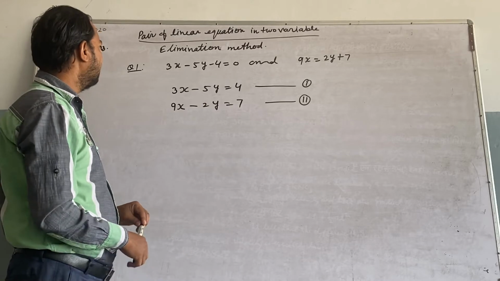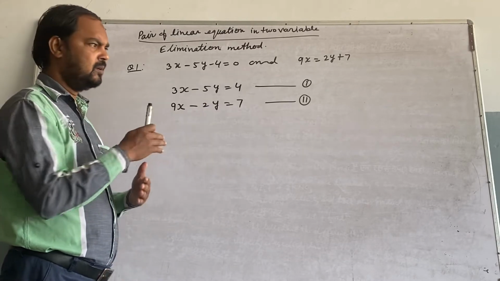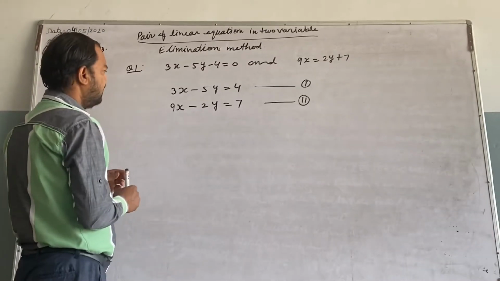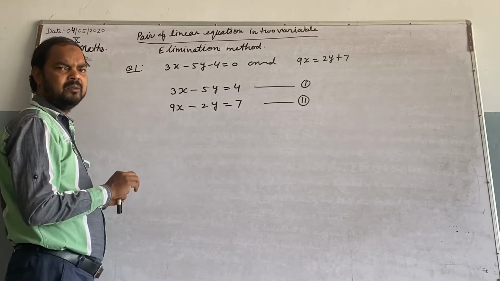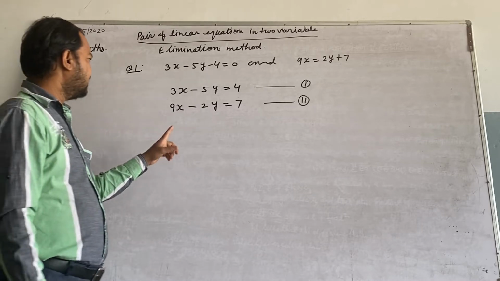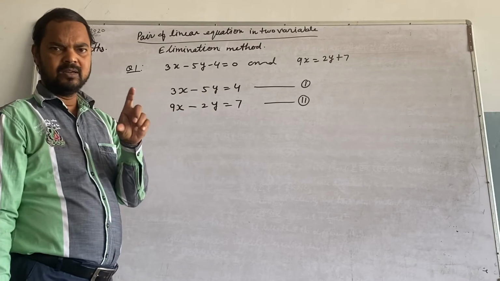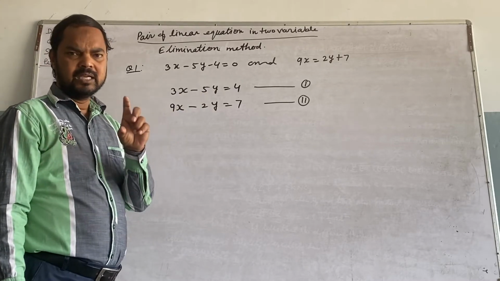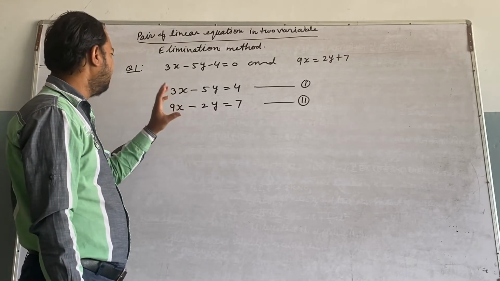In elimination, as you know, eliminate means to make one disappear, to cancel one out. So for elimination, we will try to equate the coefficient of any variable, x or y, should be equal. Coefficient of any variable x or y should be equal. Whichever variable's coefficient becomes equal, that can be eliminated.